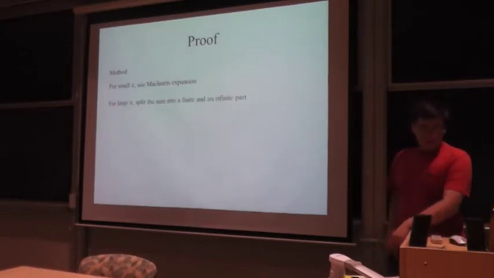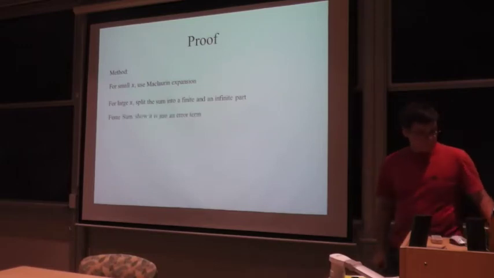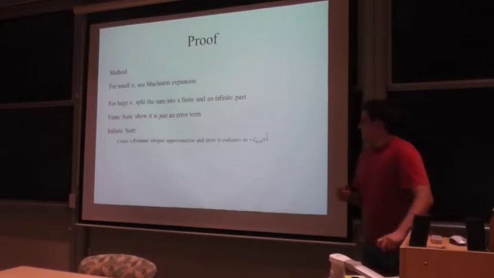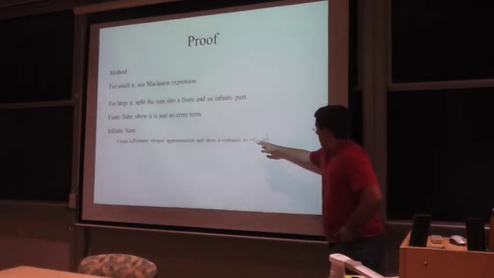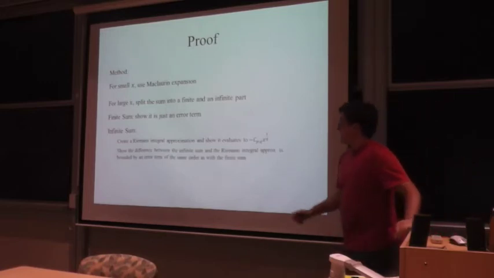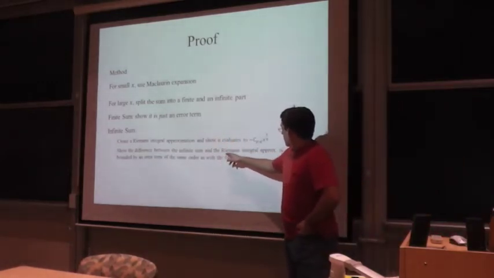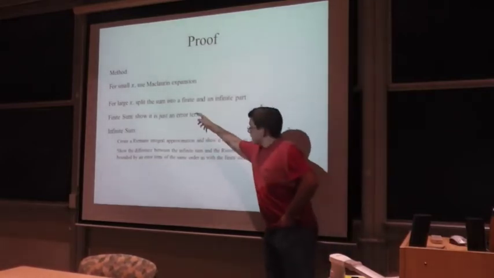For large x, we split the sum into a finite and an infinite part, using a very clever splitting. And for the finite sum, we show this is just an error term, which can be ignored. For the infinite sum, first we create a Riemann integral approximation and show it evaluates to be a negative constant x to the 1 over q. Then we show that the difference between the infinite sum that we split and the Riemann integral approximation is bounded by an error term of the same order as the finite sum.